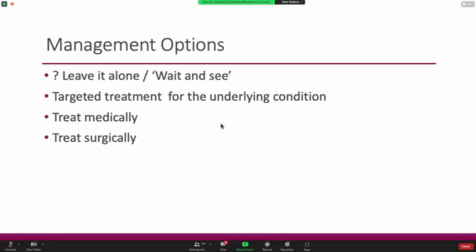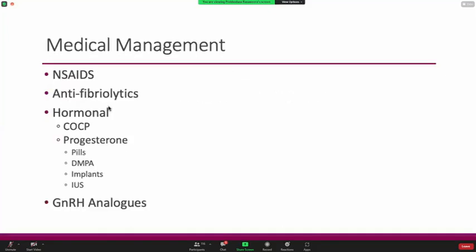And in others, we have to treat the cause. Like if there's a fibroid, we may have to remove it. If it is adenomyosis, we may have to suppress it. We can treat it medically or we can treat it surgically, right? These are the options we have.